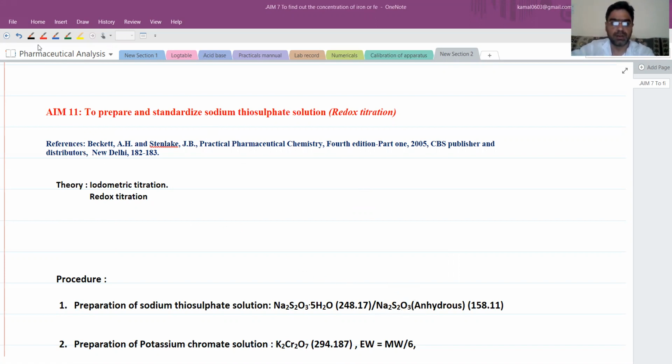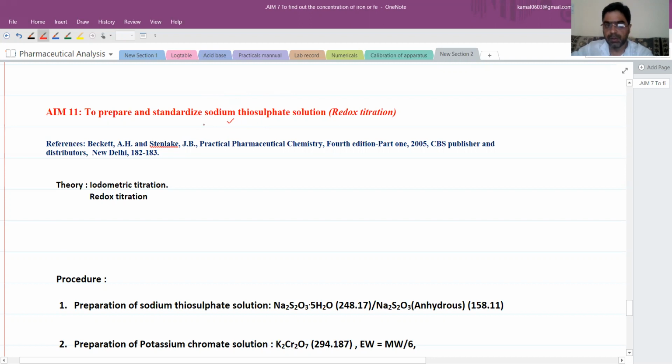And this titration is a type of redox titration, and here we are going to estimate the normality of the sodium thiosulfate solution prepared. As we know, this sodium thiosulfate solution is a secondary standard, so it needs to be standardized. It will be standardized with the help of a primary standard. Here the primary standard which we are going to take is potassium dichromate. So with the help of potassium dichromate, we are going to standardize it.